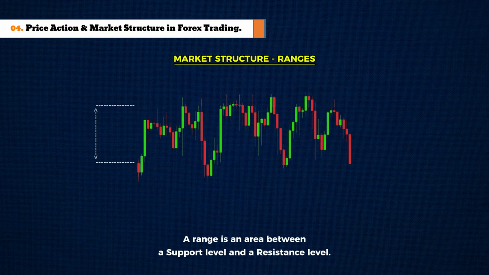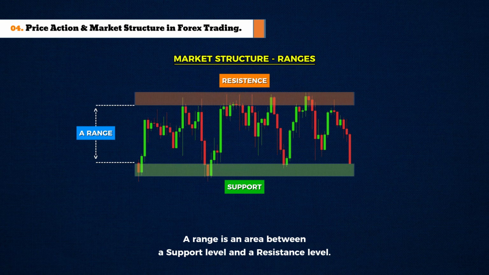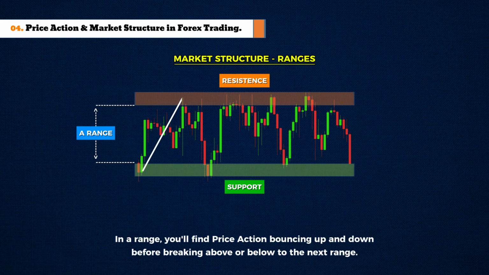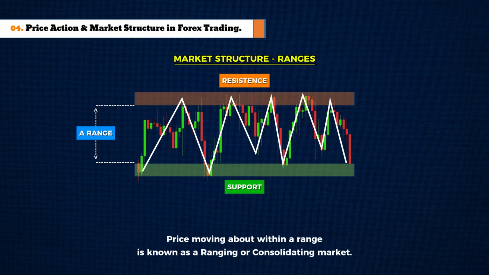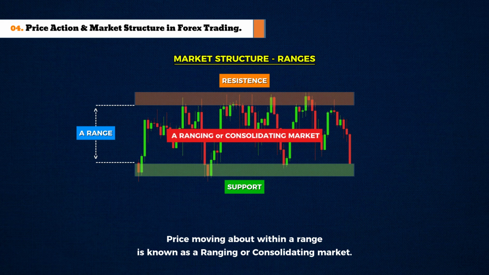A range is an area between a support level and a resistance level. In a range, you'll find price action bouncing up and down before breaking above or below to the next range. Price moving about within a range is known as a ranging or consolidating market.